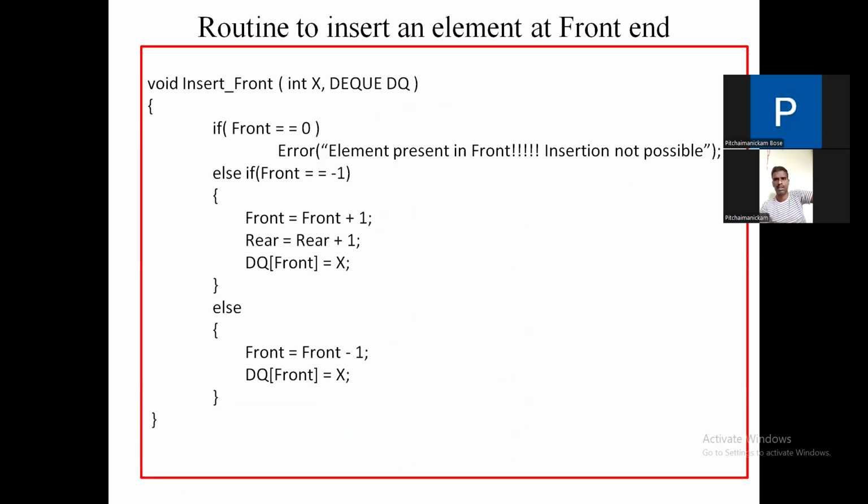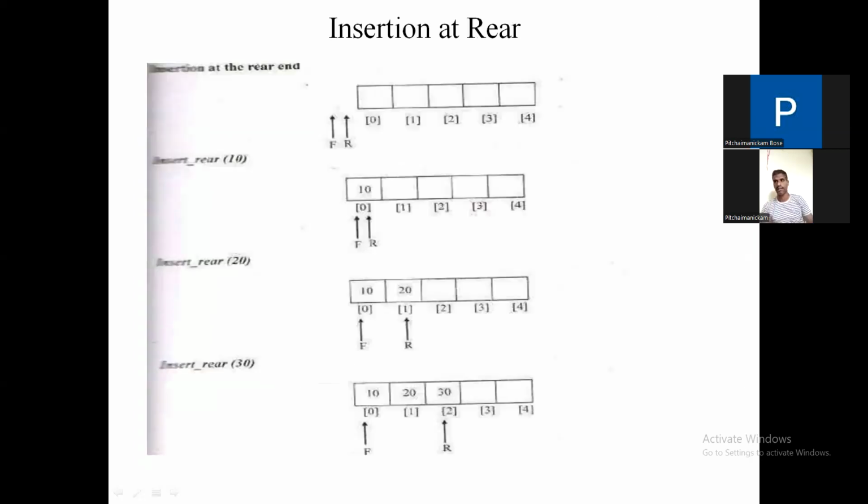So we just check: if the front value is equal to 0, it means the element is present at the front. Else, if front is equal to minus 1, then front is equal to front plus 1 and rear is equal to rear plus 1, and we assign the value in the DQ operation, so DQ of front is equal to x. If the condition is false, front is equal to front minus 1 and DQ of front is equal to x. So this is the routine to insert an element at the front end.